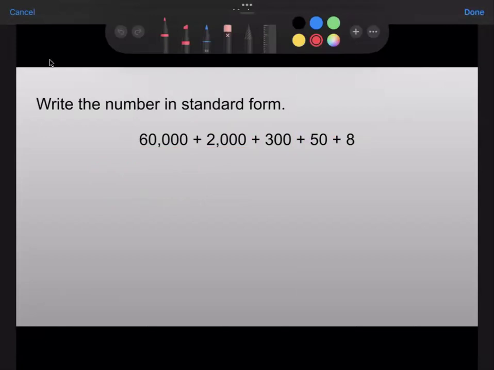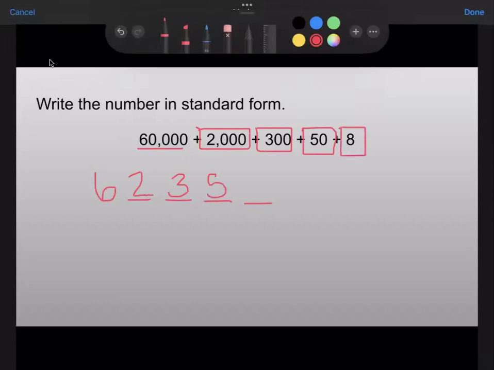Here is our next one. We're given another number in expanded form, and we're going to rewrite it into standard form. I'm going to use the same method I used last time. I'm going to start with the biggest number, which is 60,000. I'm going to put a 6, and then instead of the 4 zeros after it, I'm going to put 4 blank spaces. 1, 2, 3, 4. Then I'm going to have 2,000, which is a 2 in the thousands place. 300, which is a 3 in the hundreds place. 50, which is a 5 in the tens place. And 8, which is an 8 in the ones place. So my final number ends up being 62,351.